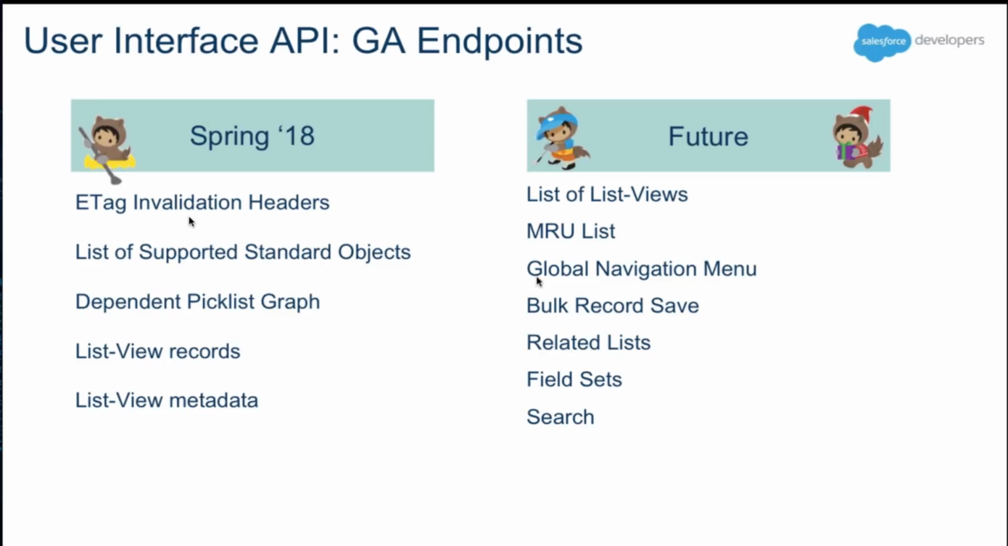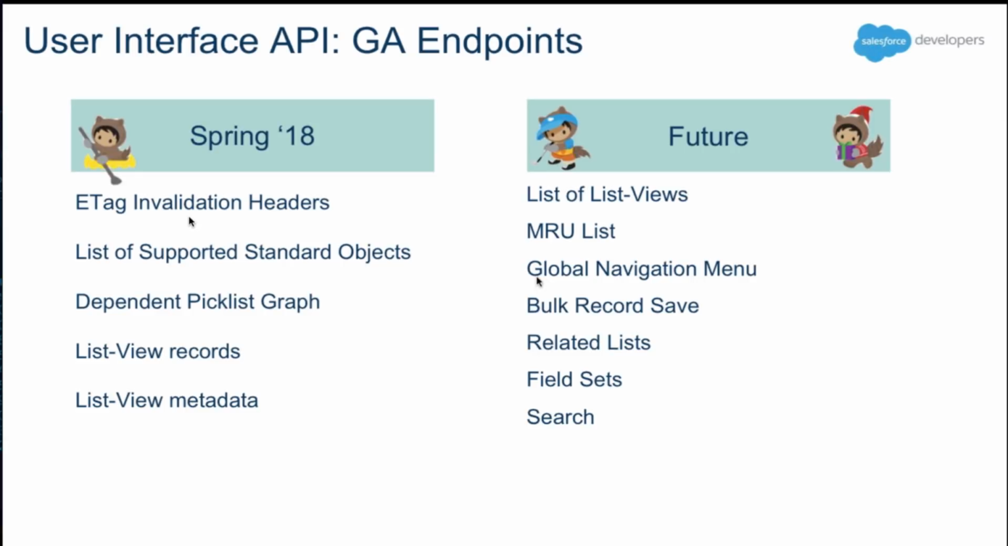Now the fun stuff. Let's talk about what is coming out in Spring 18. As I said, I believe sandboxes already reflect Spring 18, and if not, they will very shortly. And then we're only a couple of months away from Spring 18 being in production. We've added some really nice things to the API. You may have heard me say earlier that records are the most important thing, so we did them first. Well, lists are the second most important thing.